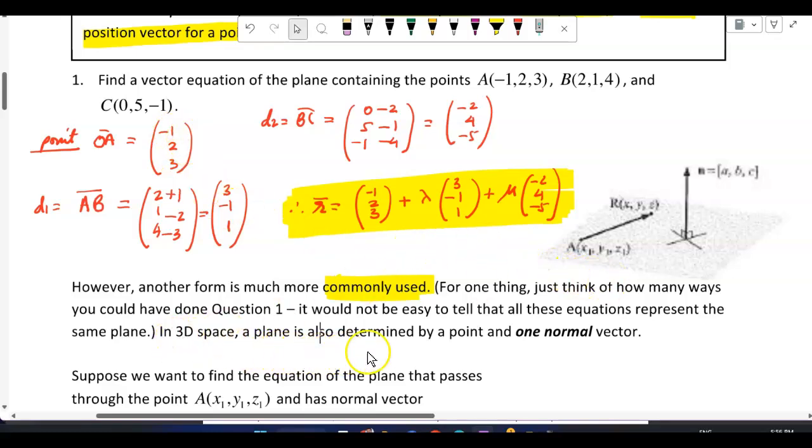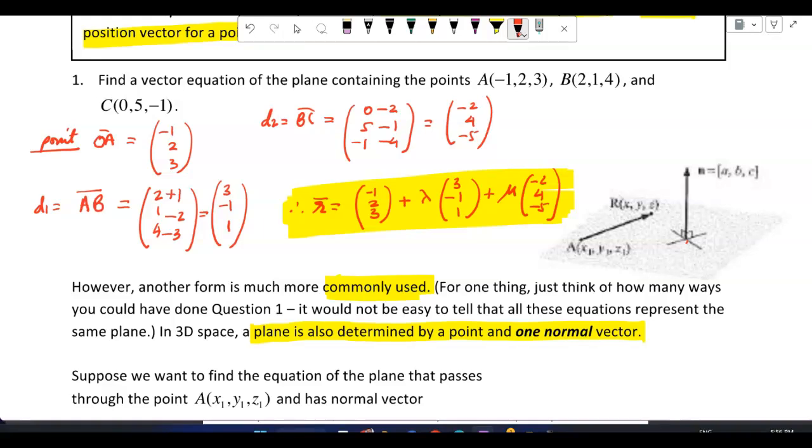In 3D space, a plane is also determined by a point and a normal. So this is how it's mostly done. What does that mean? You need to have a known point, as shown in the diagram, and you need to have a normal. The normal is perpendicular to the plane. D1 and D2 are the direction vectors on the plane. That is a different story.